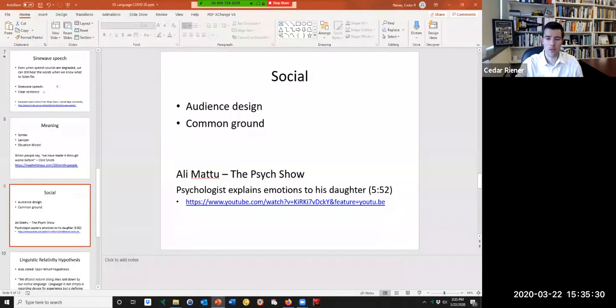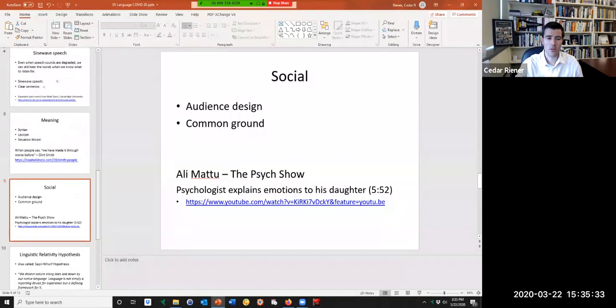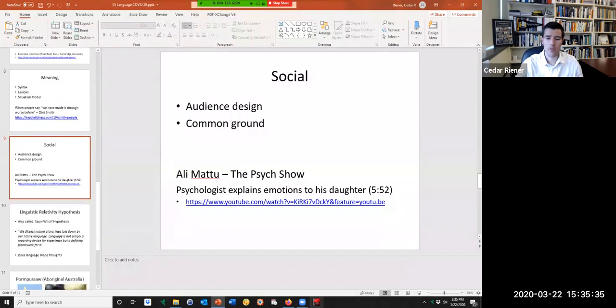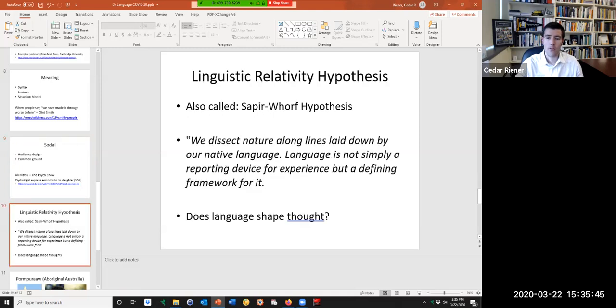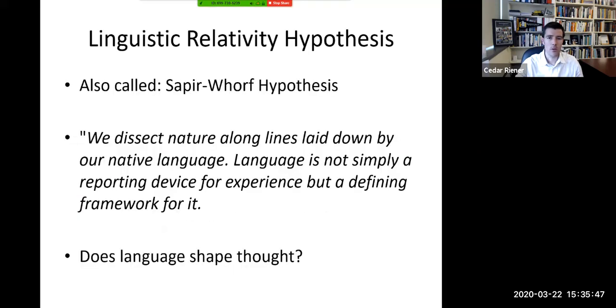Okay, we're back. So now I'm going to move on to a few other concepts in language covered in the chapter, and some interesting modern debates about language. The first is called the linguistic relativity hypothesis. Another word for this concept is the Sapir-Whorf hypothesis. They're both the same thing.